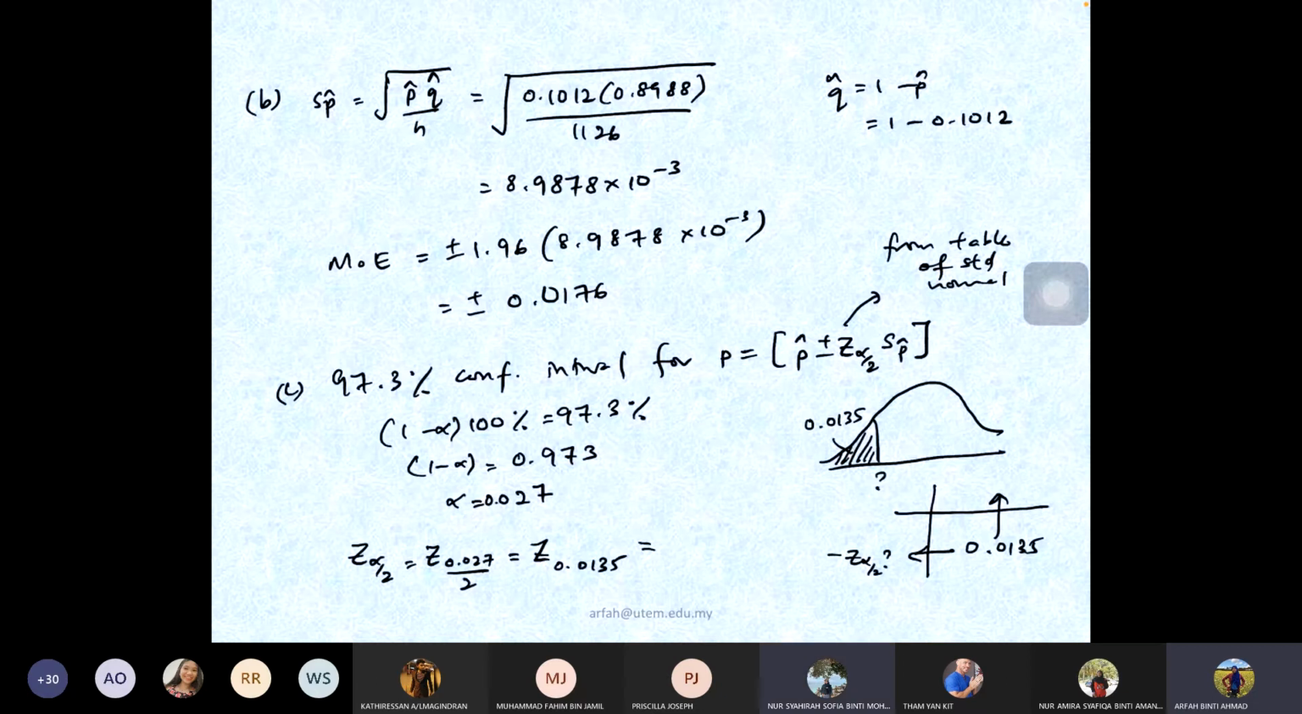Negatif 2.21, Encik. Berapa? 2.21. Ya, betul. Negatif kan? Negatif 2.21 atau 2.20 boleh juga accepted. Okay. So, masukkan dalam formula. So, dia akan dapat P hat.